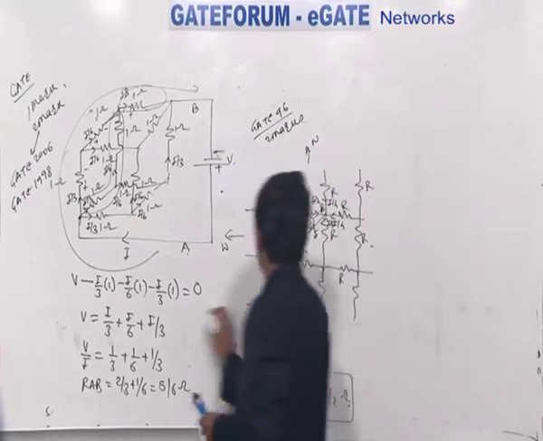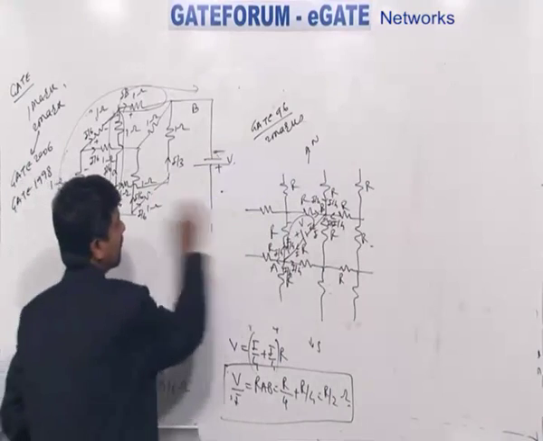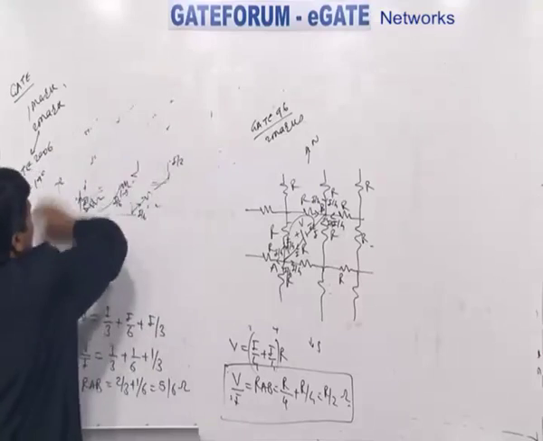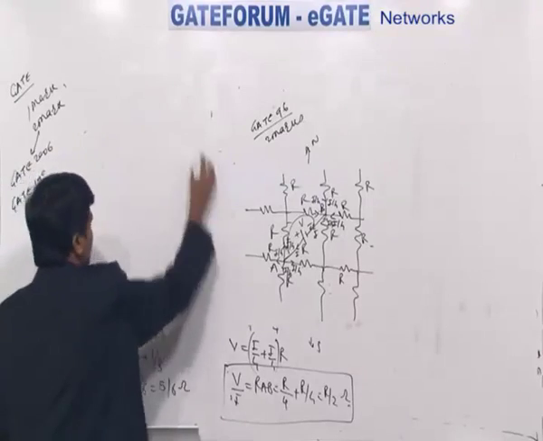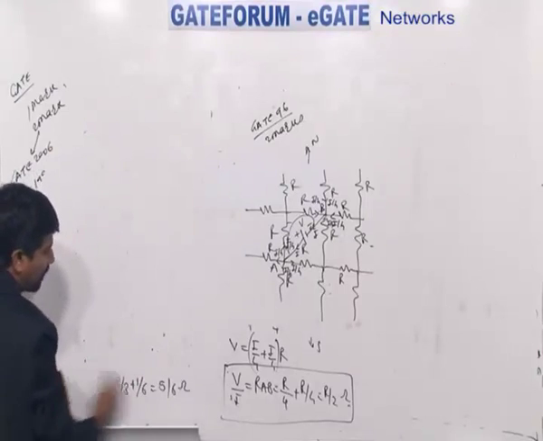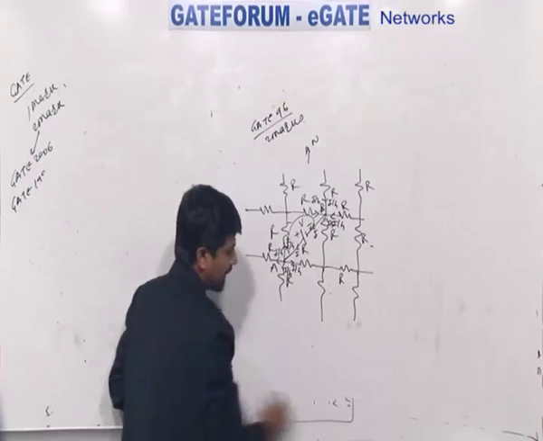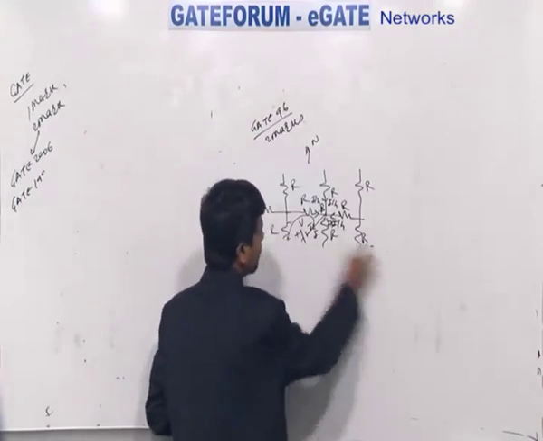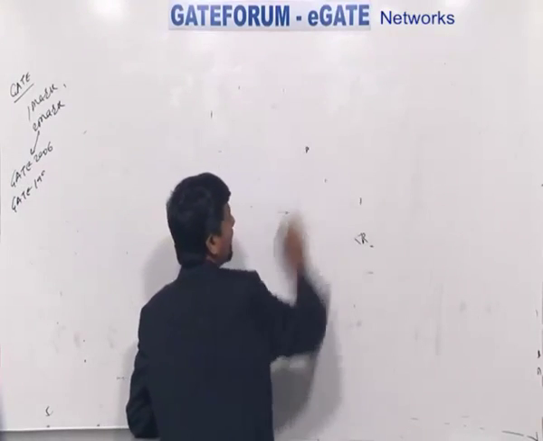So this is as far as finding the equivalent resistance between 2 points is concerned. Now we have the method to find the equivalent resistance between 2 points, and we understood the series circuit and parallel circuit. What is the main important point before moving to the next topic? Suppose I have a network consisting of a number of resistors, and I want to find the voltage across any element.